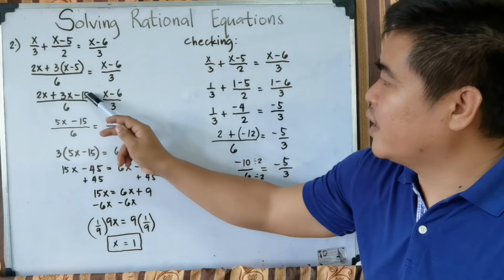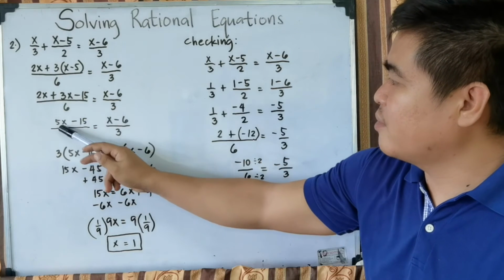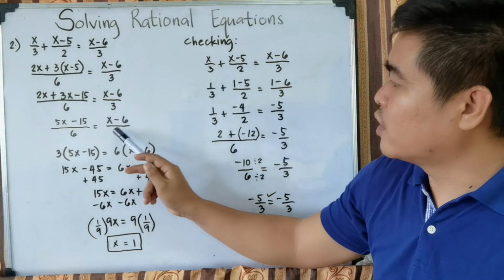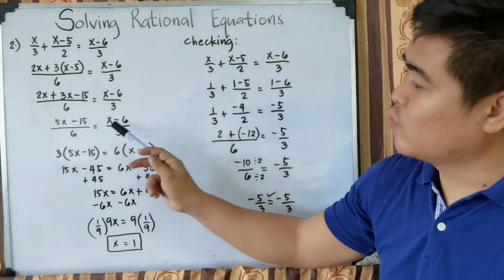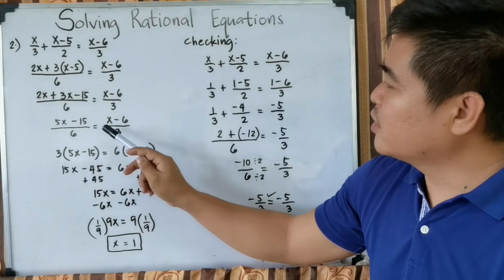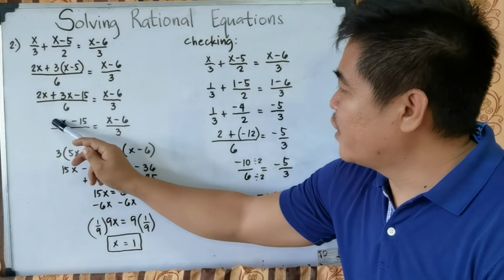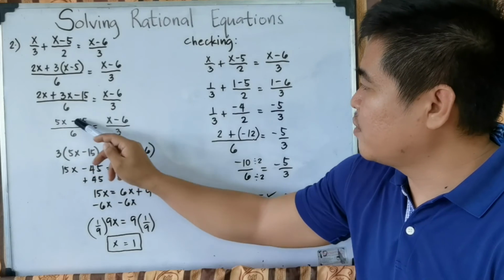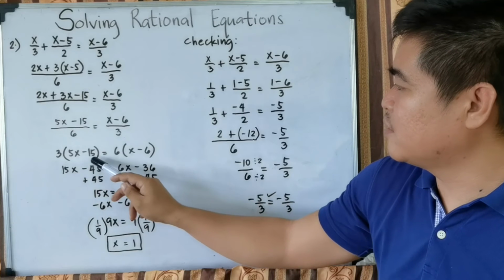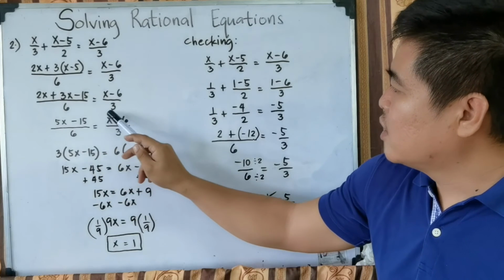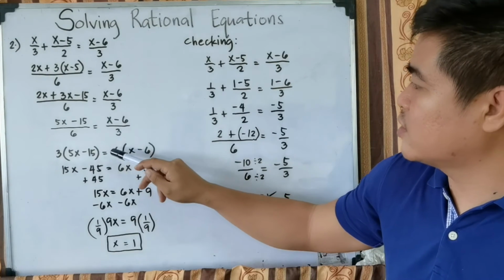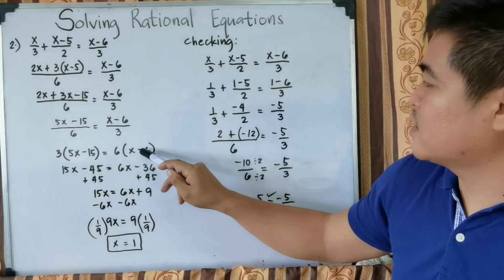Here, we can combine like terms. 2x plus 3x is 5x minus 15 all over 6, equal to x minus 6 all over 3. Now you have a proportion, so you can do cross multiplication again. We multiply 3 to 5x minus 15, the extremes, so you have 3 times 5x minus 15 is equal to 6 times x minus 6, which is the means of our proportion.